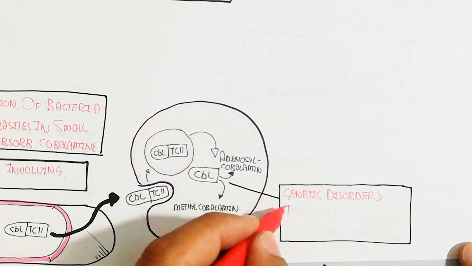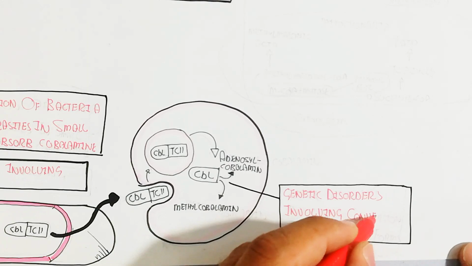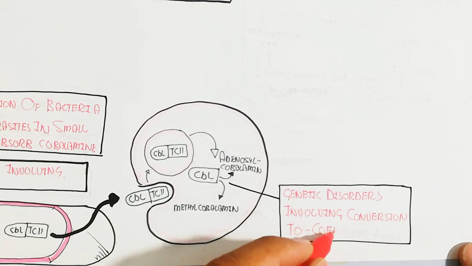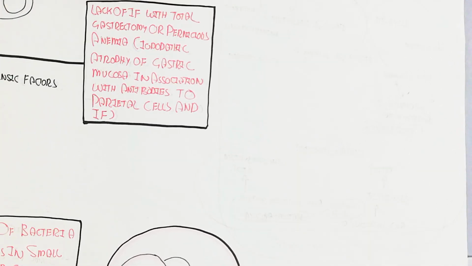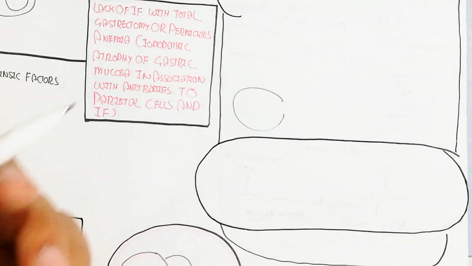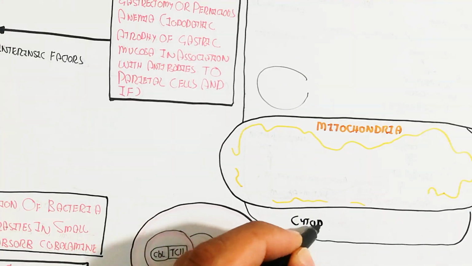There are also genetic disorders involving the conversion to coenzyme forms. Anyhow, let's understand the bigger picture for understanding the biochemical pathway and how it works.